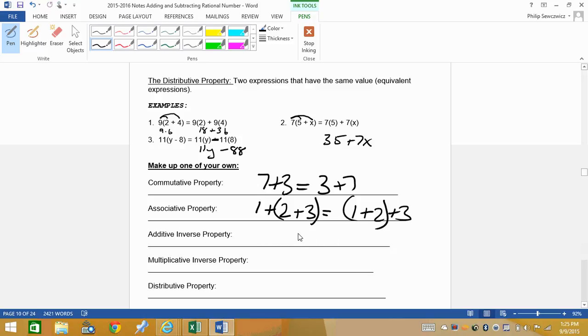Additive inverse, I know it's an addition problem, and I know the answer has to equal 0. So I need numbers that are the opposites. So I'm going to go with -5, so that would be added on to a 5. All right. Now, multiplicative inverse.